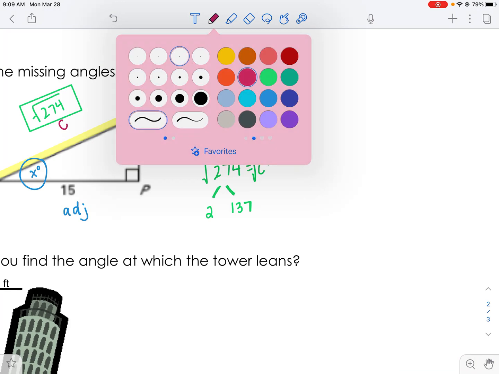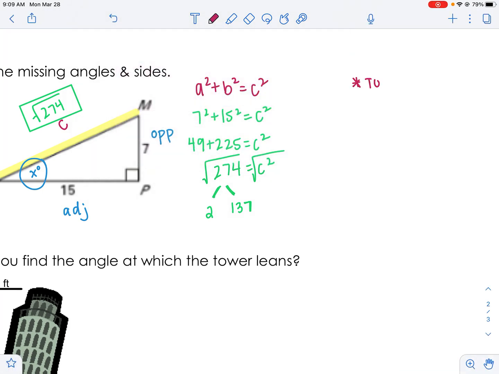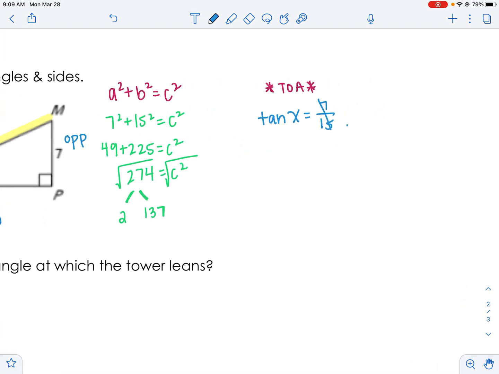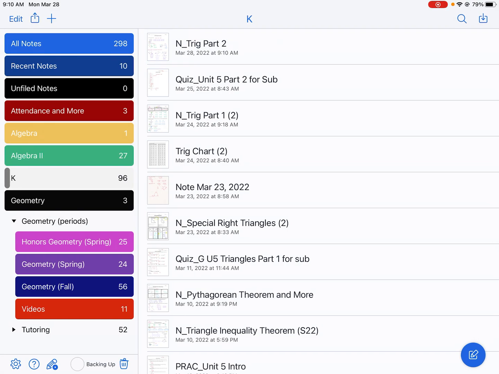So if I have opposite and adjacent, that would be tangent. Remember TOA. Remember, you don't have to memorize these formulas, you just have to know how to use them. So that would be tangent of x equals 7 over 15, opposite over adjacent. Now whenever we're looking for that angle, we're going to go to the calculator and figure out what that is as a decimal. So 7 over 15 is 0.46 repeating.